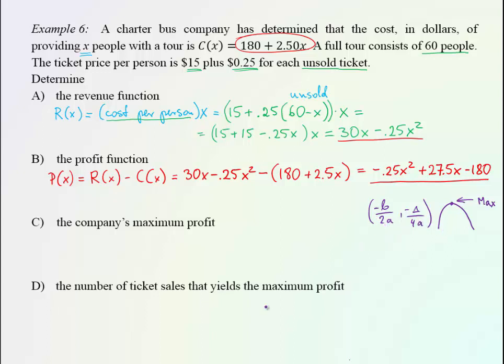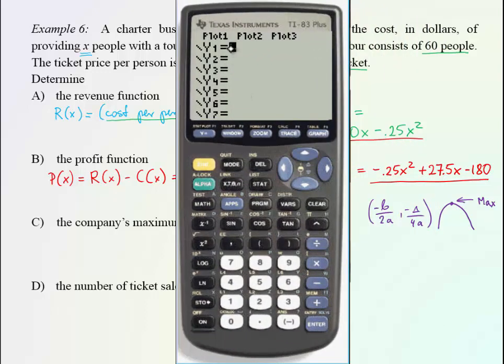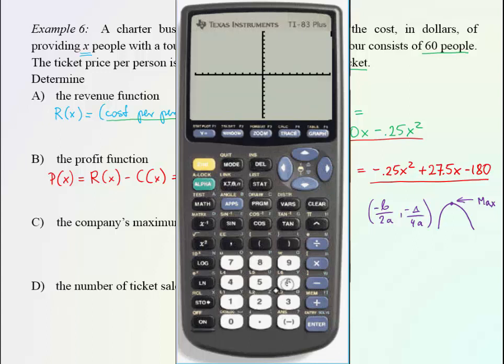However, in this particular example, I would like to introduce the calculator again and see how you can use a graphing calculator to find the maximum directly from the graph. Okay, first let's plug the function into the calculator, which is negative 0.25x squared plus 27.5x minus 180. And the first step would be to try to graph it just directly in the Zoom 6 window.